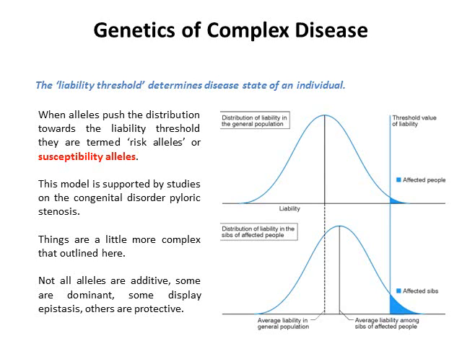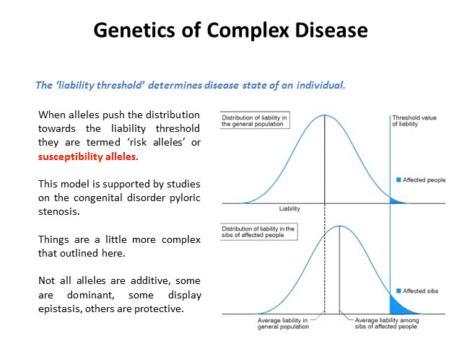Now, if this model is correct, if individuals with lots of susceptibility alleles end up manifesting the disease, then it stands to reason that the offspring of affected individuals would themselves be more likely to be affected because they would be inheriting lots of susceptibility alleles. Now we can actually prove that this model, the liability threshold, is correct, or it suggests strongly that it's correct, by looking at some of the data around a particular congenital disorder called pyloric stenosis.